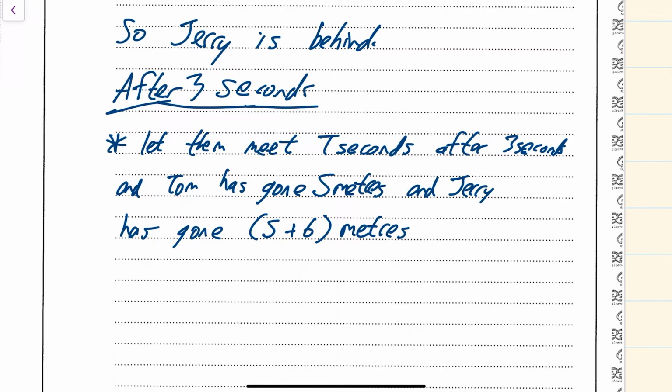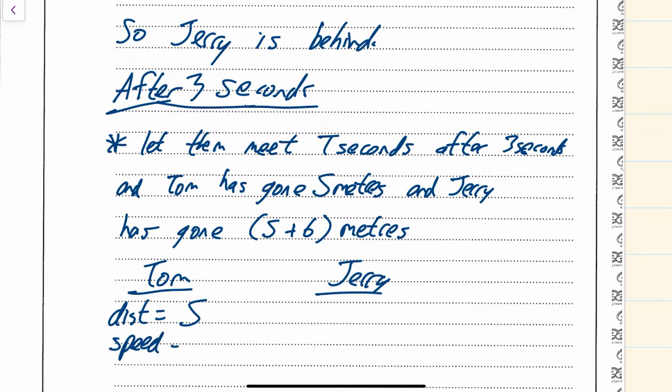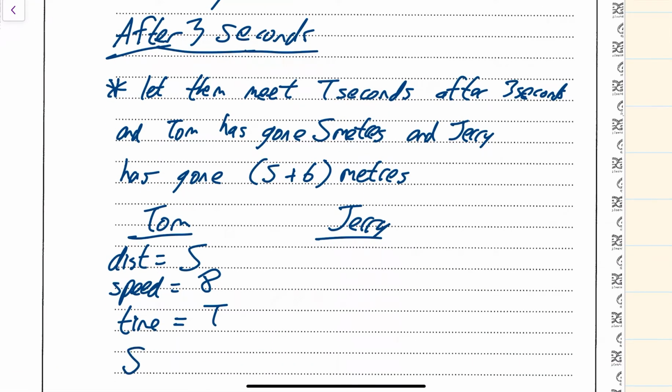Okay. Now we're going to set up distance equations. So we've got our Tom and we've got our Jerry. For Tom, the distance Tom goes is big S. His constant speed was 8, and the time is big T. So then you can just say distance, S, is equal to speed times time. So that's what you've got for Tom. We want to do the same for Jerry, although it's not going to be as easy for Jerry, is it? Slightly different.